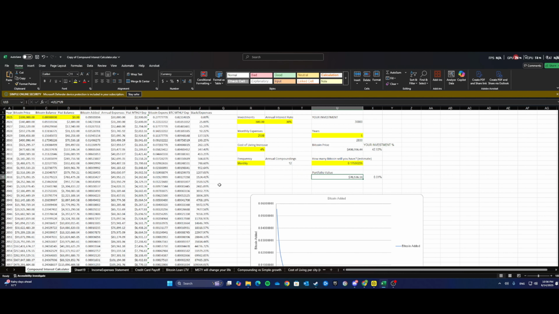And I think this is a great tool to show people what you guys can have if you choose to stack, save, and be patient. But we can get into it.